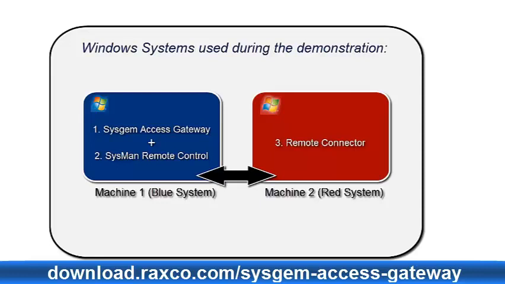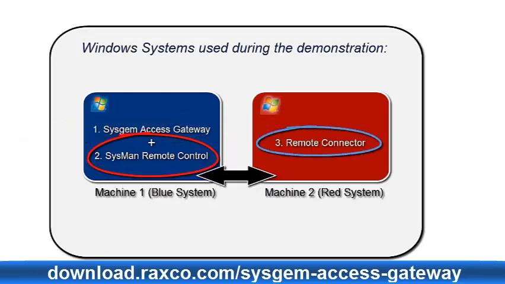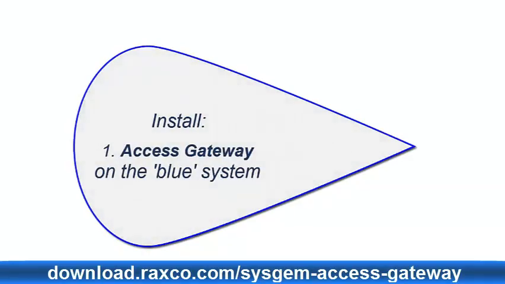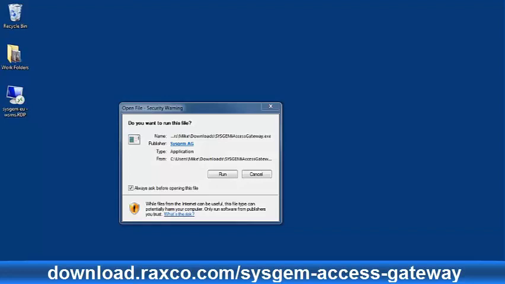When the installations are complete, we will use SysMan Remote Control on the blue system to connect via the Access Gateway to the Windows desktop of the red system in order to view and control the red desktop. Let us now install the first component, the Access Gateway, on the blue system.